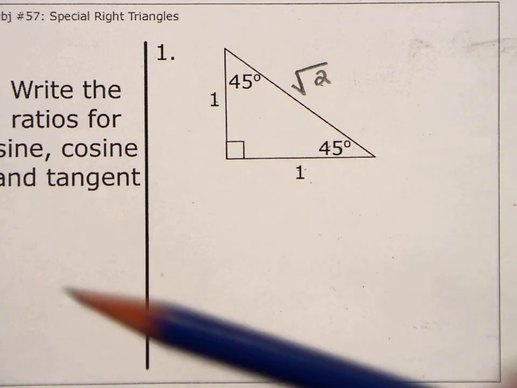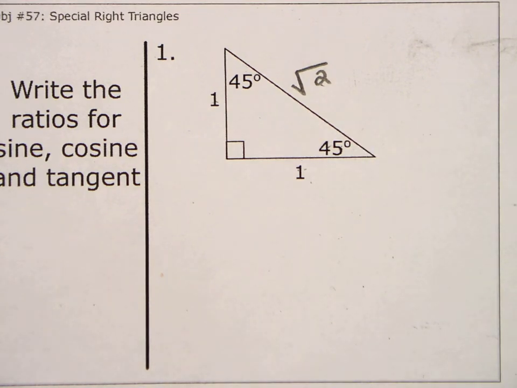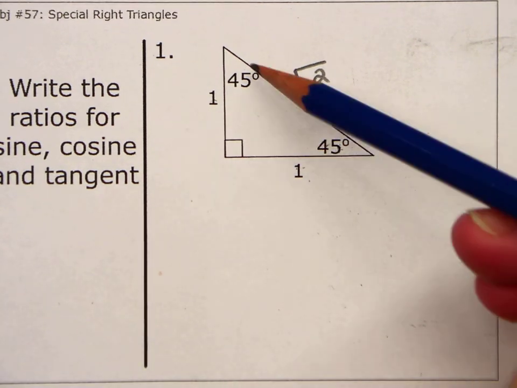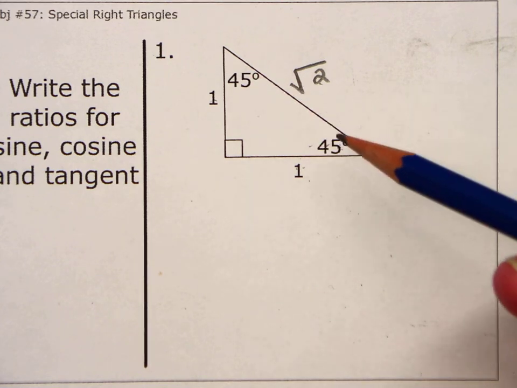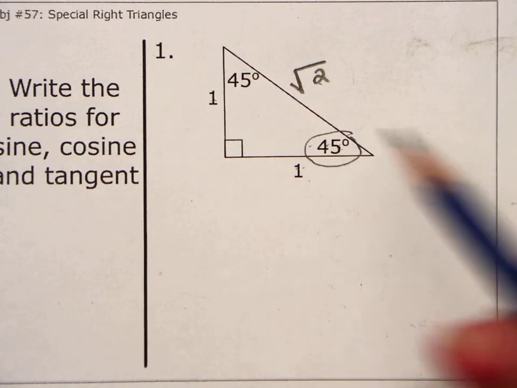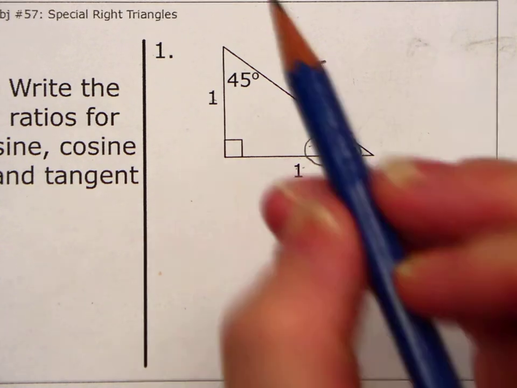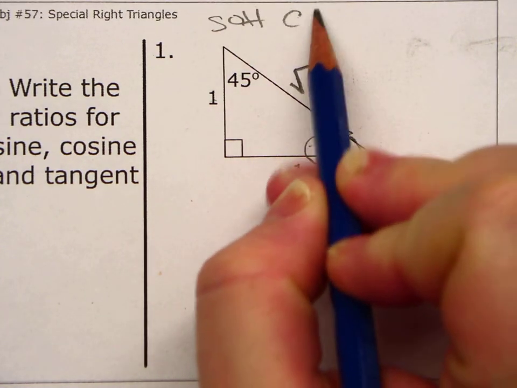Okay. So what I want to do is find sine, cosine, and tangent. Since the angles are the same, we can pick any angle we want. I always like this one. So let's label our SOHCAHTOA.